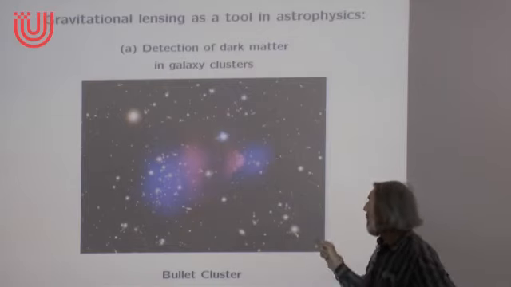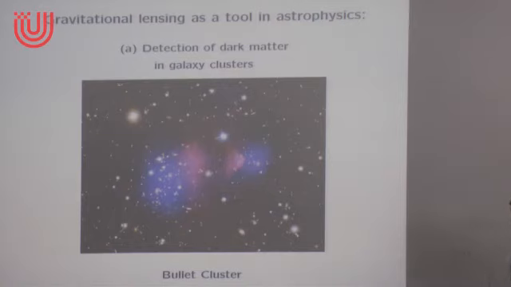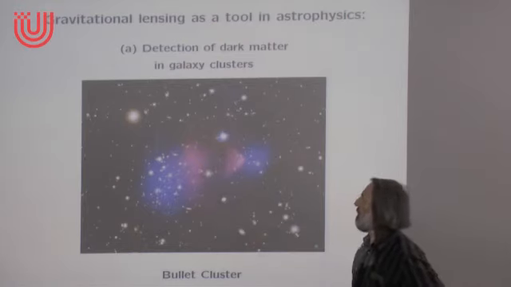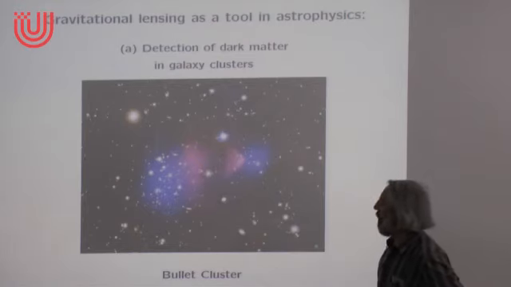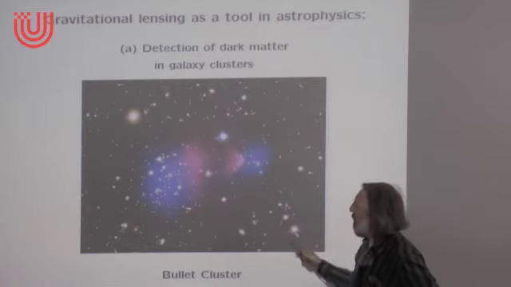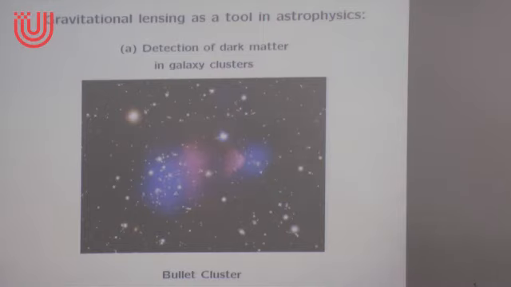And we see that it is related to the visible matter. So it follows what is visible in this optical picture. So which is given really by the stars in the material, not by the hot gases. So it strongly differs from the distribution of the hot gases.